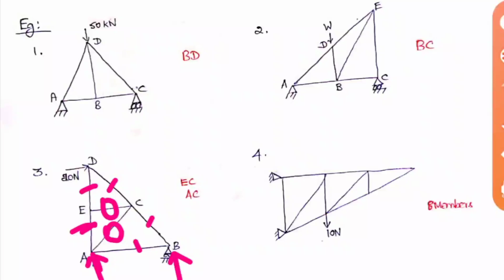And the EC also we are having zero only, so there is no other force to be equalized there, so it is not necessary for a force to be present in the AC, so AC is also zero. Okay, so it may be a little bit confusing for you the first time, but when you practice more and more questions, this concept will become clear to you.